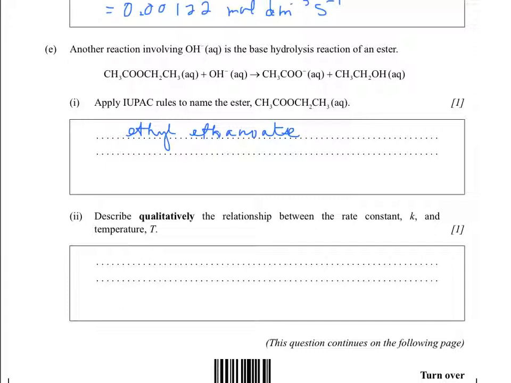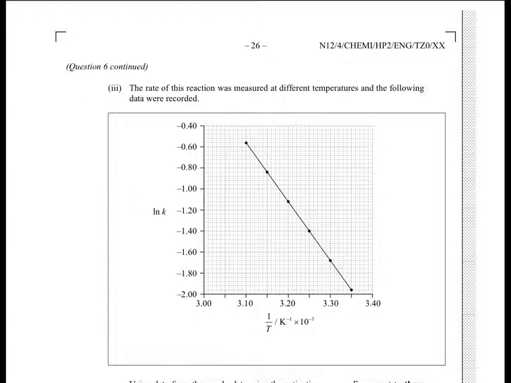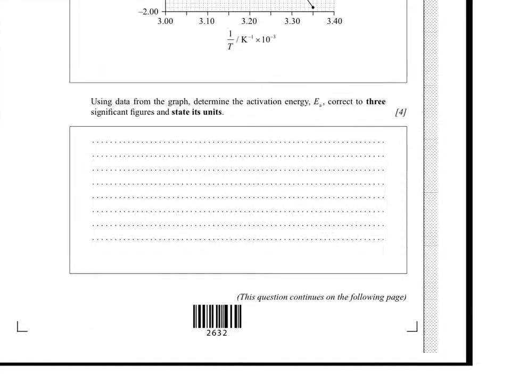Okay, and then quantitatively the relationship between the rate constant K and the temperature T. As temperature increases, rate constant K increases. Okay, so we were given a graph. You find 2 points on the line. The slope of the graph is going to be equal to negative EA over R. So you find the slope from the graph.